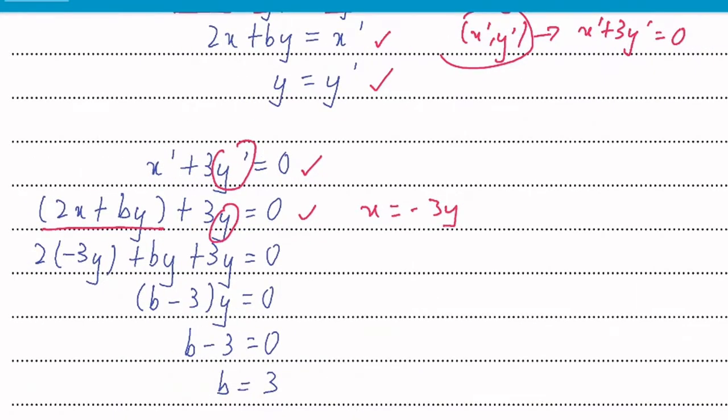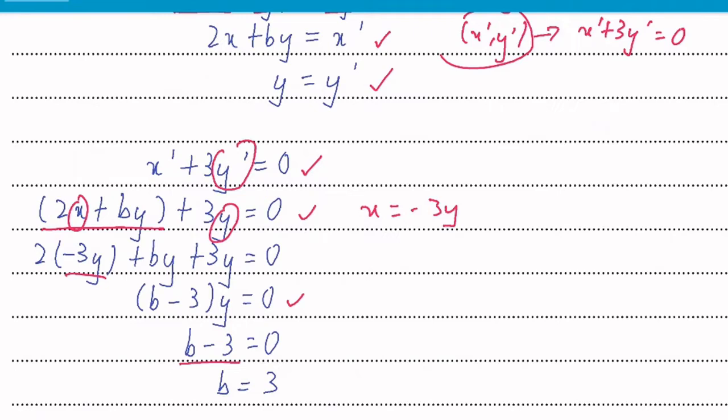Okay, so we have to sub in the x here with the negative 3y. So we can actually solve everything in terms of the y. Because y is not something that we are interested to solve, we will just look at the coefficient of the y, which is 0. That will give us b is equal to 3.